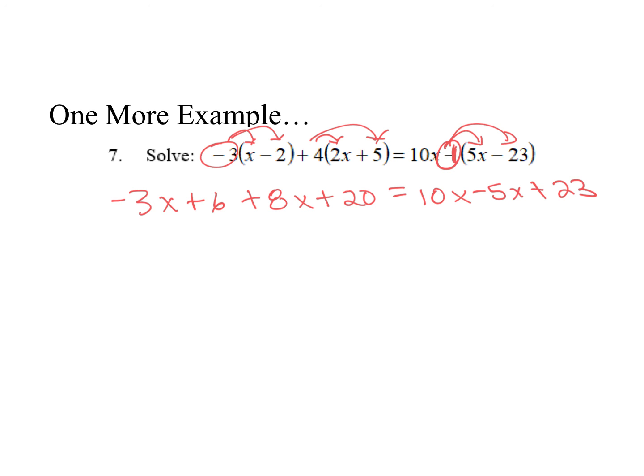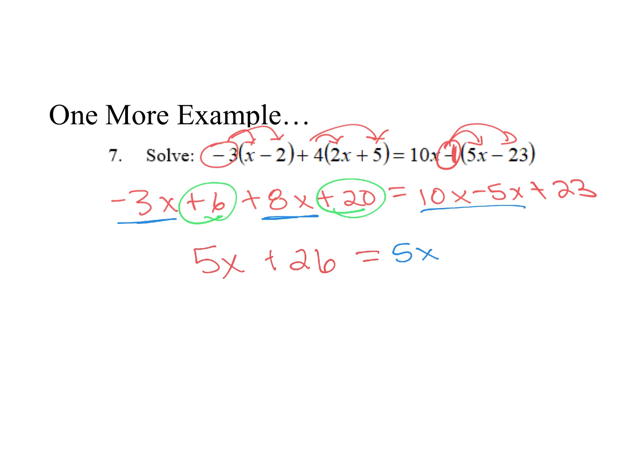Well, in this case, I have a couple of like terms here. I got negative 3x plus 8x, which is giving me my 5x. And then I've got positive 6 and positive 20, which is going to give me my plus 26. Over here, all I've got in like terms is 10x minus 5x. And so that's going to give me 5x plus 23.